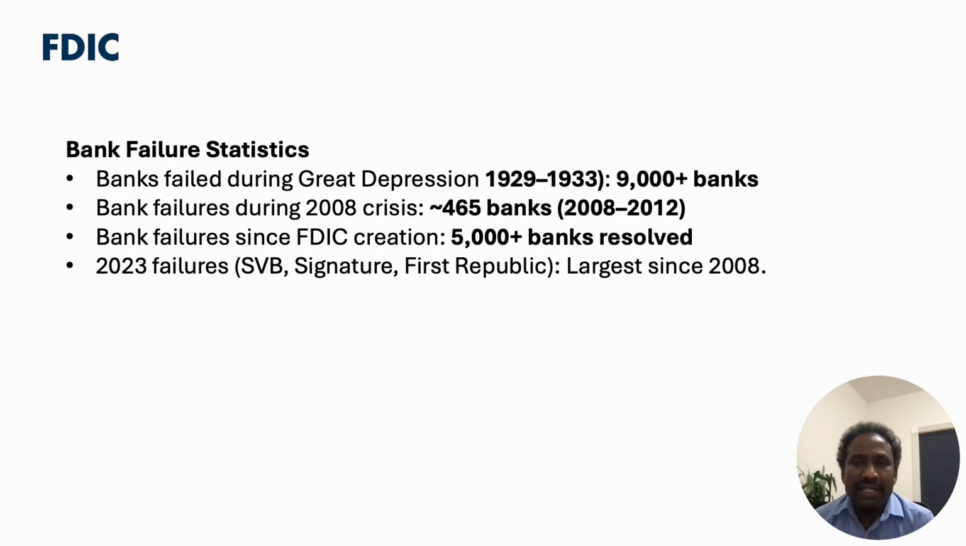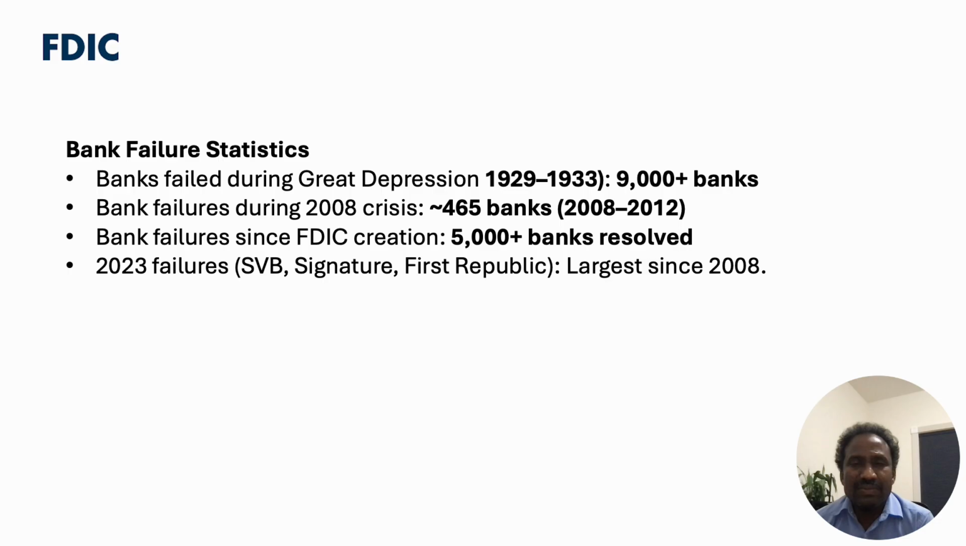There were 9,000 banks that failed in 1929 to 33. So that is the biggest number. And in 2008 also we see some banks closed, around 465. Okay, and since 1933 to today, almost 5,000 banks are closed. It means after 1933, when the FDIC was introduced, about 9,000 banks closed.